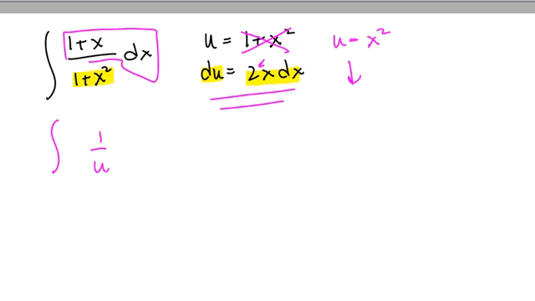And it wouldn't help if I made this x squared. You'll see you'll run into a dead end there as well. So this one is a really tricky one, and you need to think about things a little bit differently.